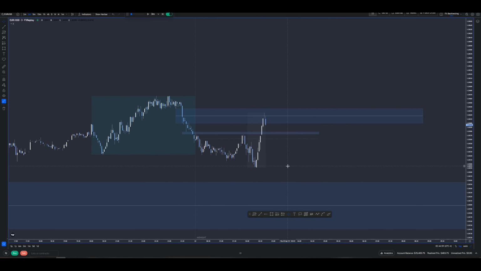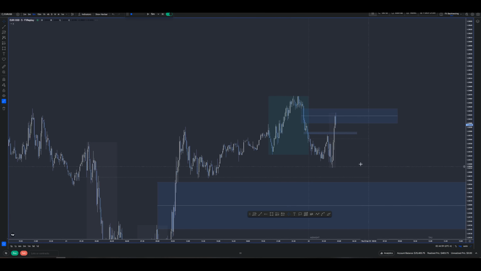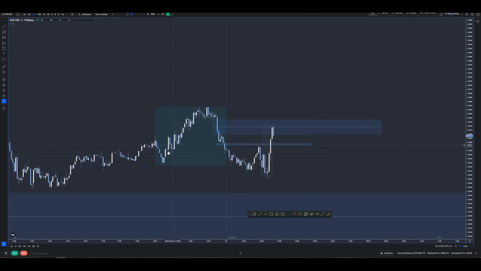Because I'm expecting, well, I'm not sure now. Let me study this. So what we have is, we have a slow move in Asia. It's opening here and it's closing there, so kind of ranging. Then we took out Asia low right there, and now we displaced this higher.